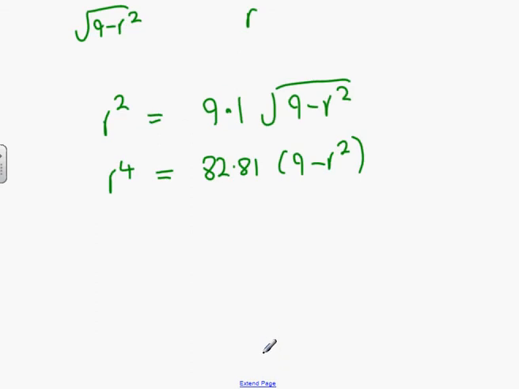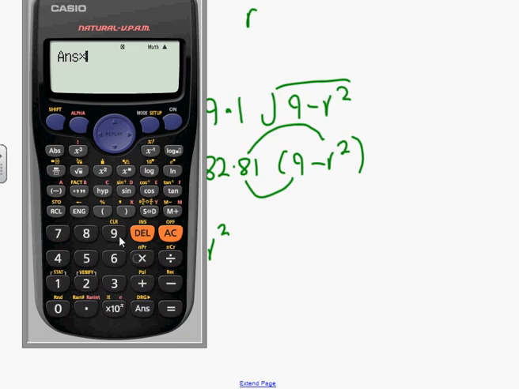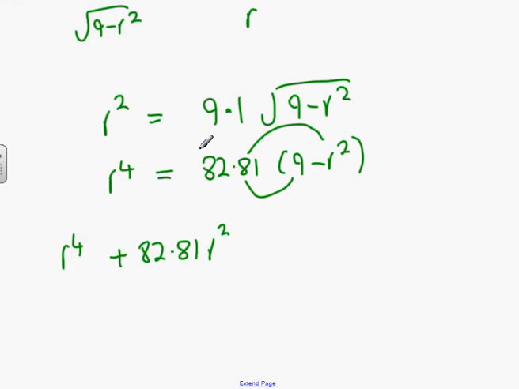Now, we're still not done just yet. r to the power of 4 minus 82.81 r squared. Sorry, plus. So I multiplied that one by that one and brought it over the other side. Multiply 9 by 82.81, that's 745.29. So minus 745.29 equals 0. Let r squared equal x.